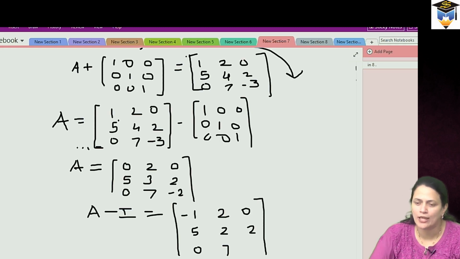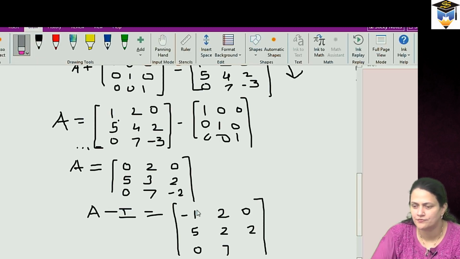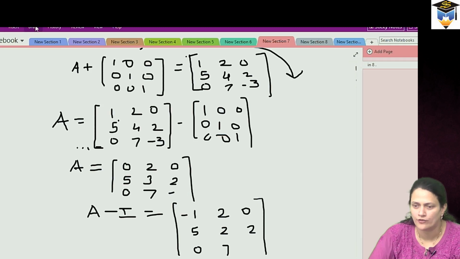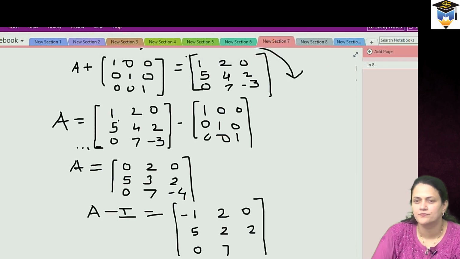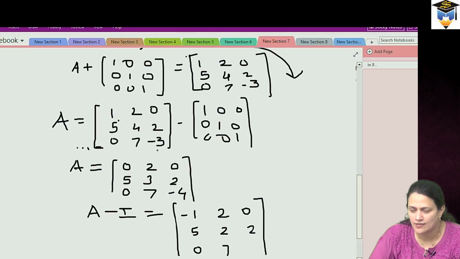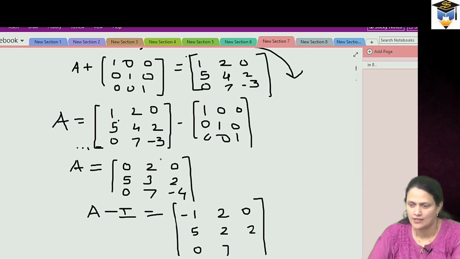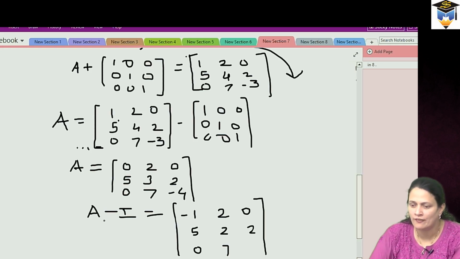I made a mistake over here. Minus 3 minus 1, this is going to be minus 4, isn't it? No, see, minus 3 minus 1, that is minus 4. So when I do A minus I, minus 4 minus 1, because 1 is here now, so this will become minus 5.